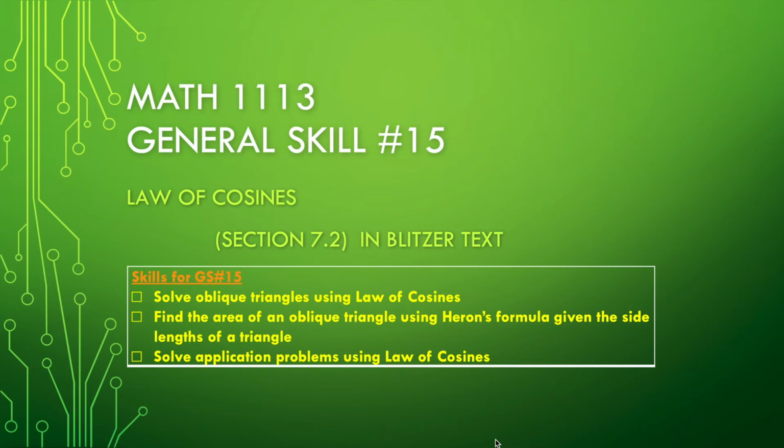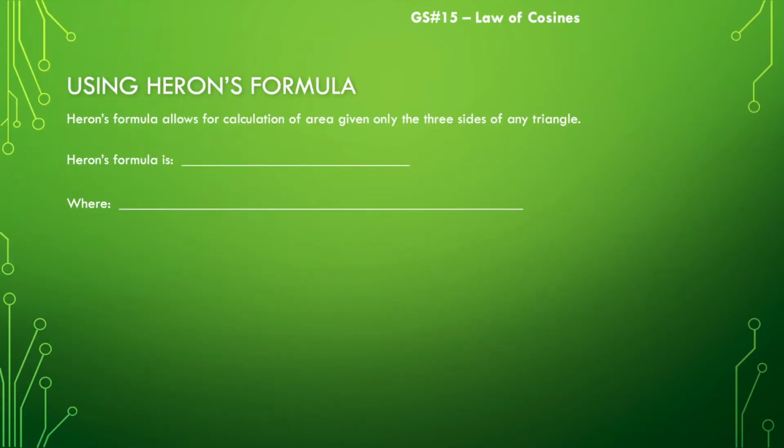Hello there, and welcome to video 3 out of 4 for law of cosines. In this particular video, we are going to focus on solving for the area of an oblique triangle using Heron's formula. Okay, so let's see what our friend from ancient Greece, Heron, or Hero, as some people call him, developed to find the area of a triangle.